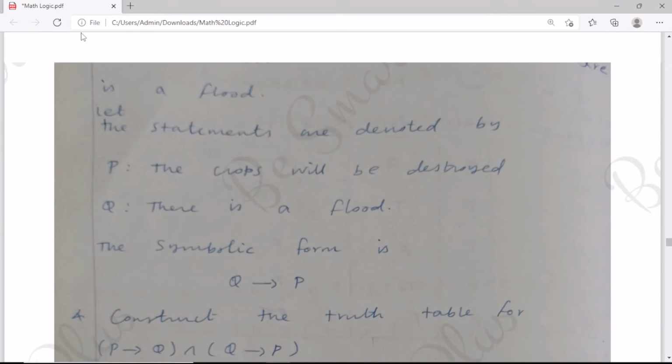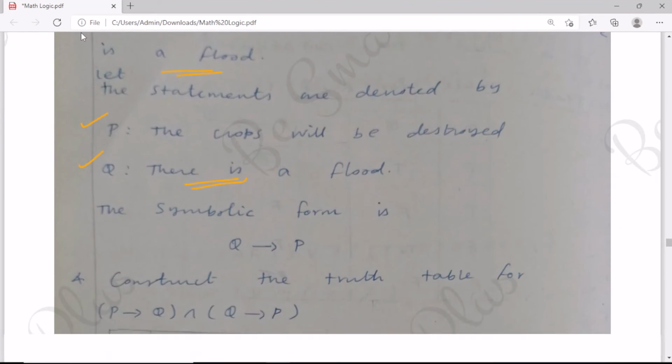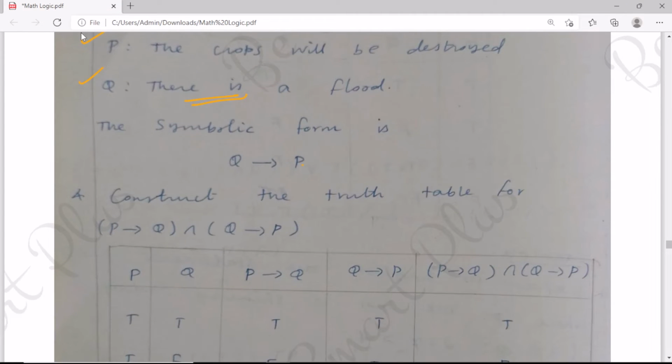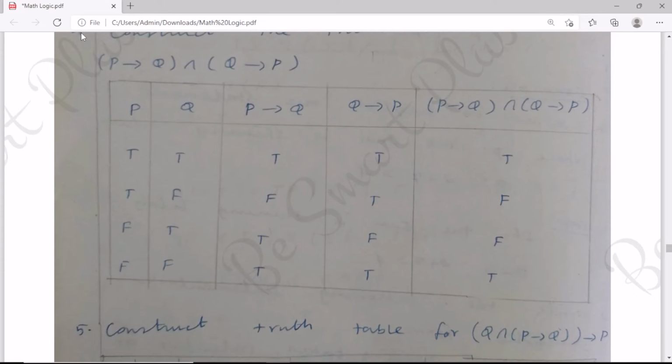The next one: write in symbolic form the statement, the crops will be destroyed if there is a flood. Here the statements are represented as P and Q: the crops will be destroyed as P and there is a flood as Q. Here the symbolic form is Q conditional P, isn't it? If there is a flood, then the crops will be destroyed. So Q conditional P, not P conditional Q. Okay, got the point? Right. Now let me construct the truth table for P conditional Q and Q conditional P.